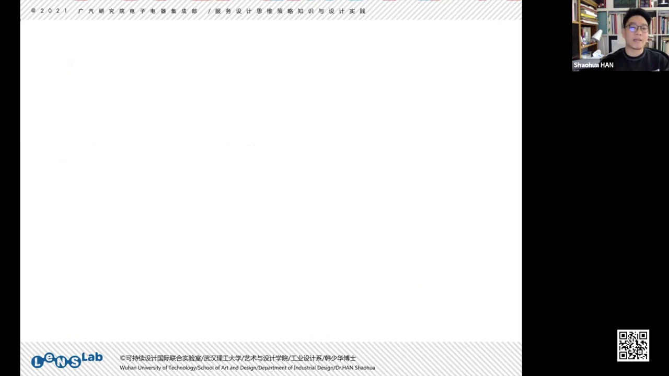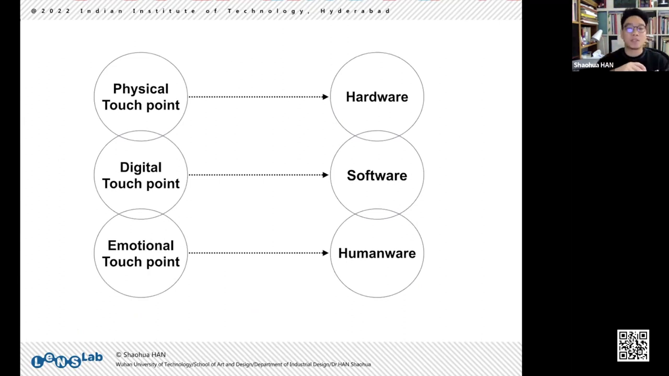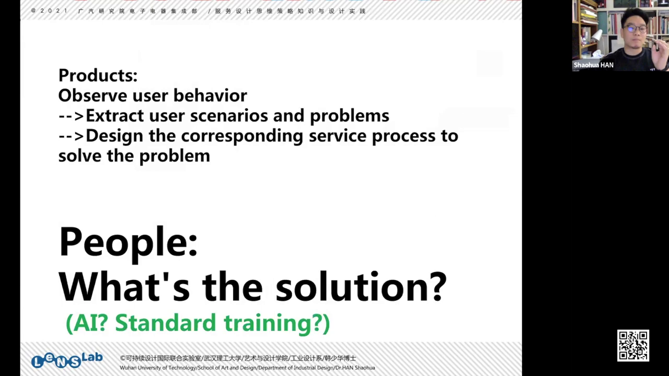Because for the three kinds of touch points, we need to design your service design. For the hardware, we are okay. We are very good at hardware design. For the software, India is also good at software design. But for the humanware, let's say the emotional touch point, that's more important, right? Let's say I got the top cell phone, I got the top software inside the cell phone, but I got a very bad seller of the cell phone. So I think I will never buy this brand of cell phone, right? So the seller, as one of the emotional touch points of the system, is also very important. So for what we can do about the sellers, maybe AI, maybe standard training, or maybe some other smarter solutions. It depends on you guys.